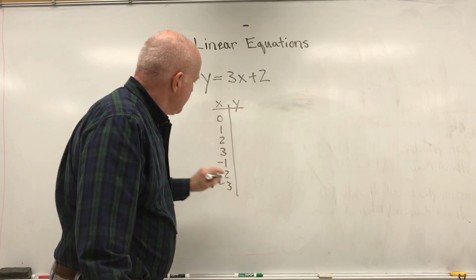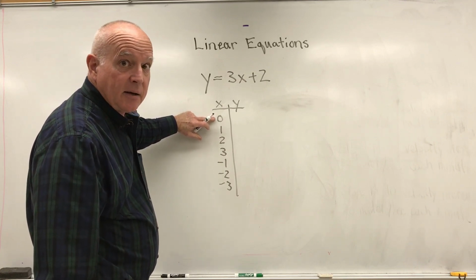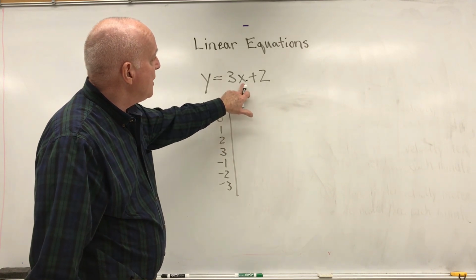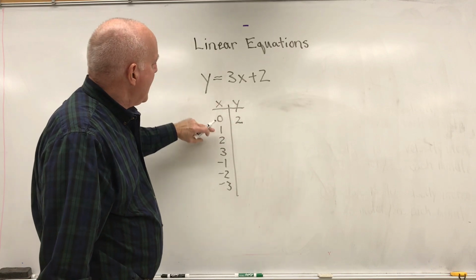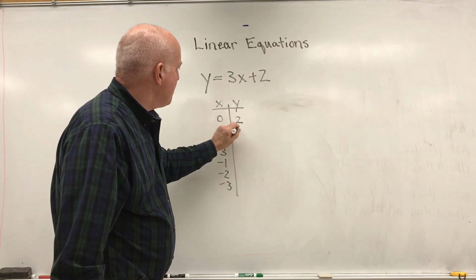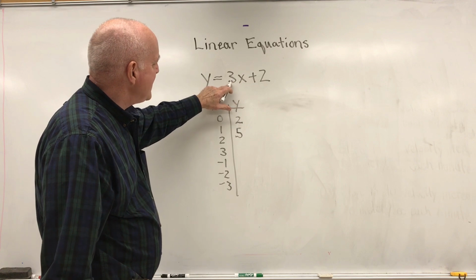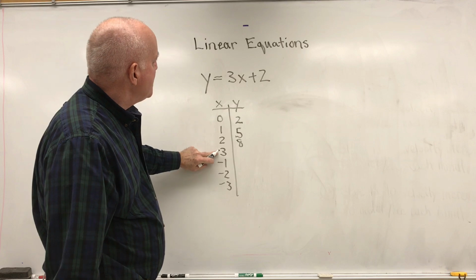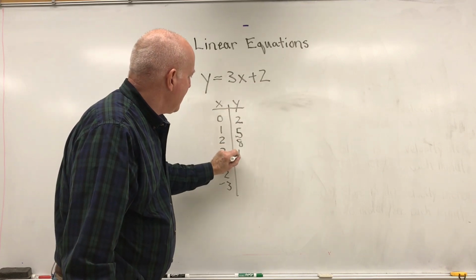All right, so we've got values of x. We plug each number of x in, and then calculate the y. So when x is 0, 3 times 0 is 0, plus 2 is 2. When x is 1, I've got 3 times 1 is 3, plus 2 is 5. When x is 2, I've got 3 times 2 is 6, plus 2 is 8. When I've got x as 3, I've got 3 times 3 is 9, plus 2 is 11.